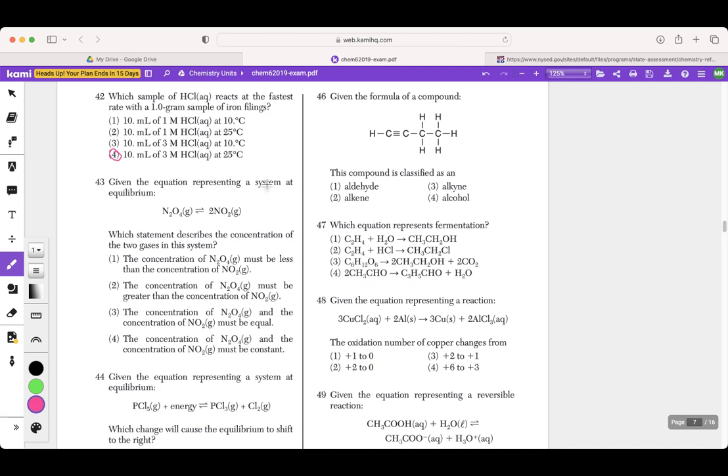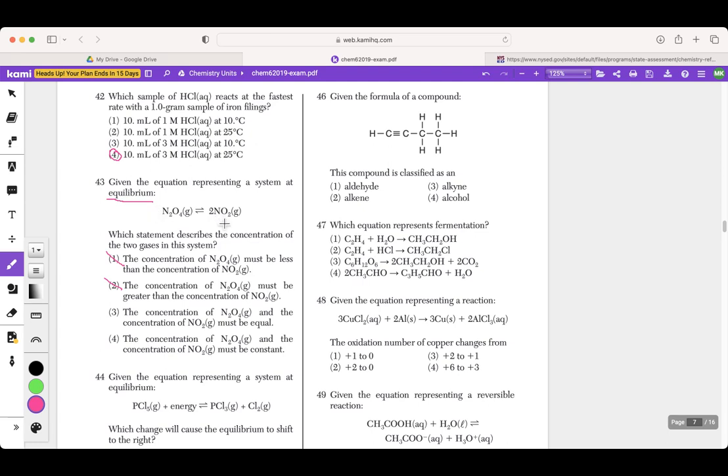43. Given the equation representing a system at equilibrium, which statement describes the concentration of the two gases in this system? If they're at equilibrium, the concentrations must be constant. One cannot be greater than the other because they're equal at equilibrium. But here's the trick. The concentrations are not always equal, but they are constant. If you look, dinitrogen tetraoxide, on the left-hand side, I only have 1 mole.